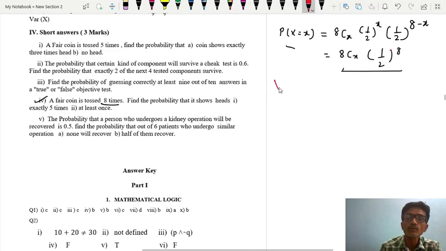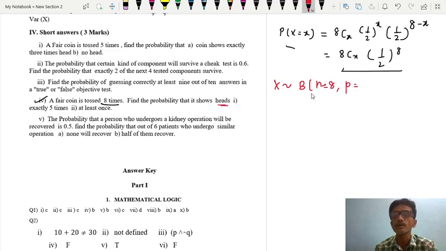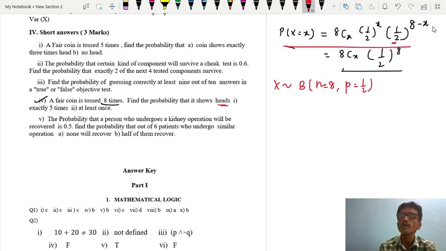So here x follows a binomial distribution with parameter n equal to 8, since the coin is tossed 8 times, and probability p of getting a head is 1 by 2. So therefore q is equal to 1 by 2. So we get the formula P of x is equal to 8Cx (1 by 2) raised to power x, (1 by 2) raised to power 8 minus x. Now 1 by 2 is the same, so therefore we use the law of indices here.